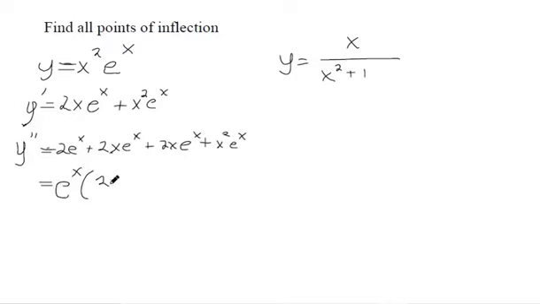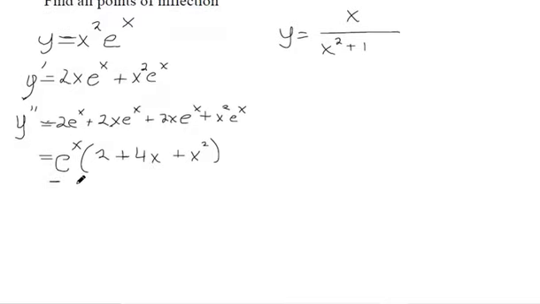So I'm left with 2 plus, this is 2x plus 2x makes 4x. And I factor out that e to the x. And then I've got x squared. But I factor out that e to the x. Okay, so that's our second derivative.